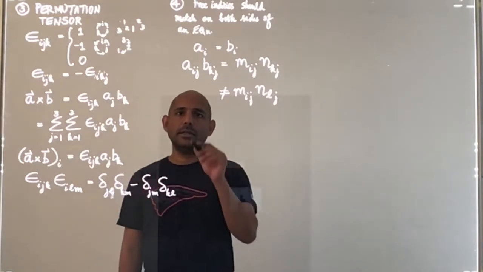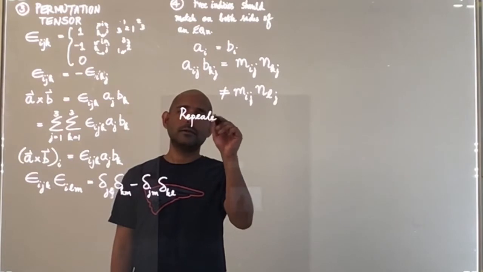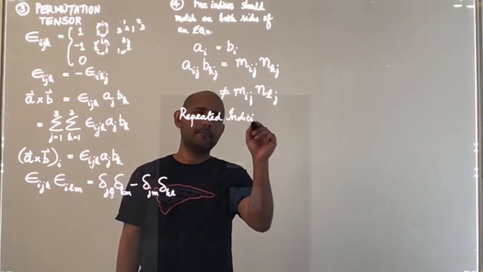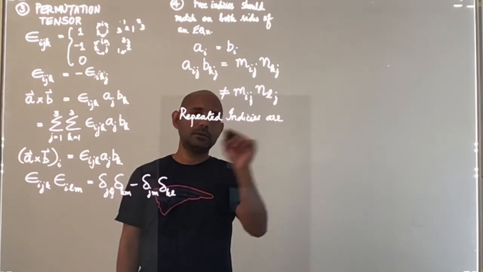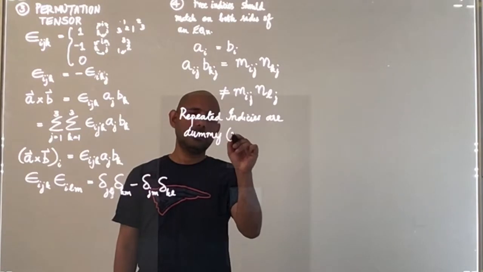The second is repeated indices are dummy or replaceable.